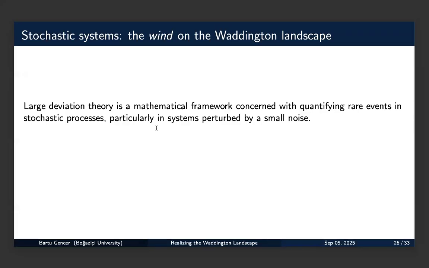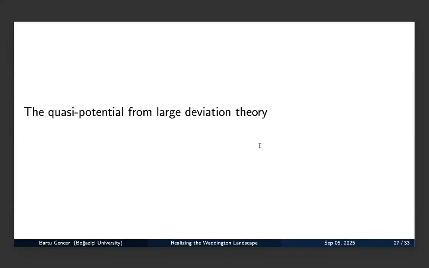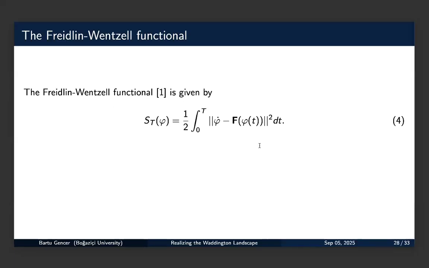Large deviation theory is the study of dynamical systems with a perturbation term, usually just a small noise. And we do this by introducing a stochastic term to our normal dynamical system. And this is usually just small in magnitude. And we actually get a quasi-potential from large deviation theory.